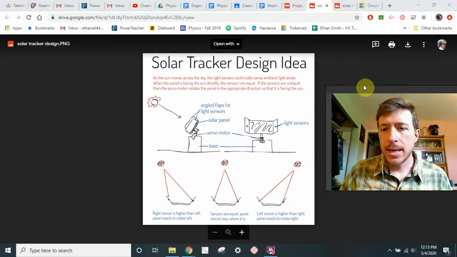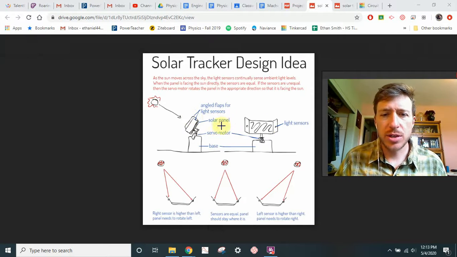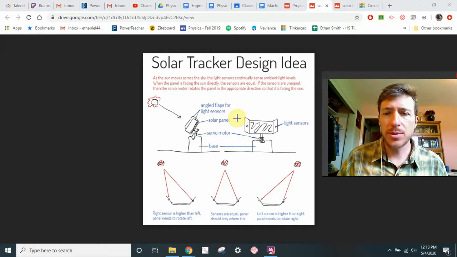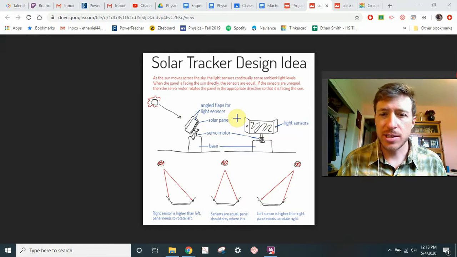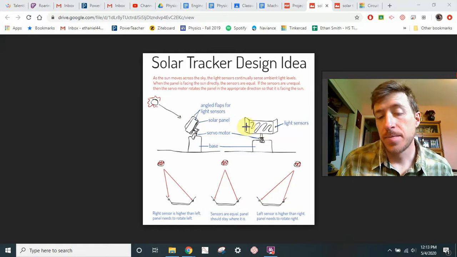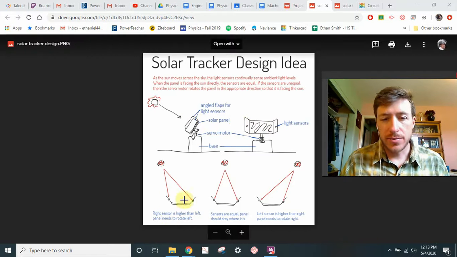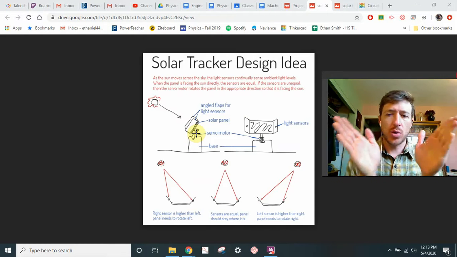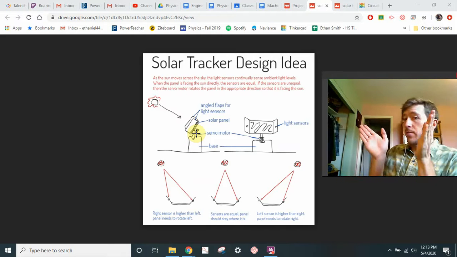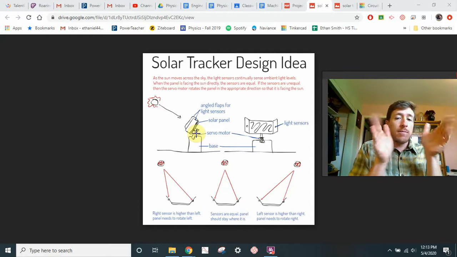This is the design that I came up with, right? Pretty straightforward. What I have is this solar panel. It's got these two angled flaps on it, out at a little bit of an angle on either side of it. And within those flaps, slightly recessed, is a light sensor on each one. So you've got a left light sensor and a right light sensor. This is the top view down here. And there's a servo motor attached to this base, and that servo motor allows the whole thing to pivot and face the sun, right? So if the sun's over here, it can face here. As the sun moves, hopefully it will follow the sun.